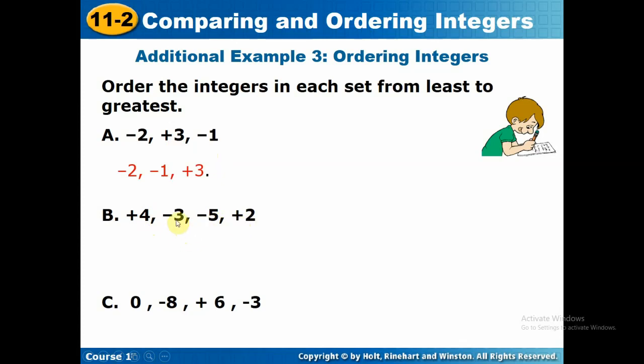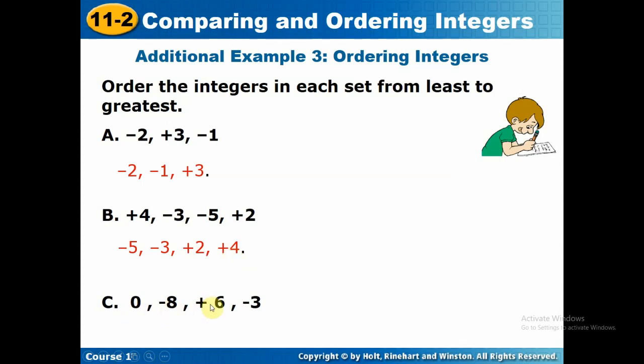Positive 4, negative 3, negative 5, positive 2. The two negative numbers, negative 3 and negative 5. Negative 5 is smaller than negative 3 and then after that positive 2 and positive 4. Positive 2 is smaller than positive 4. The order will be negative 5, negative 3, positive 2, positive 4.